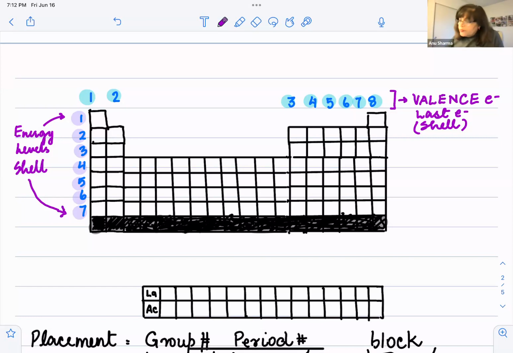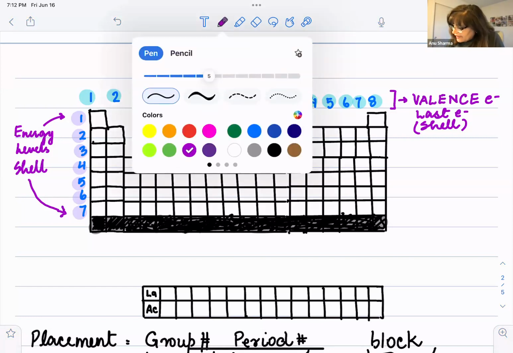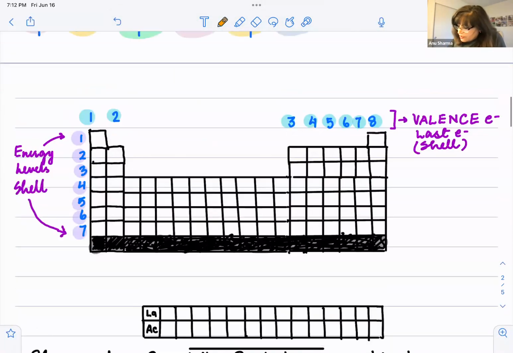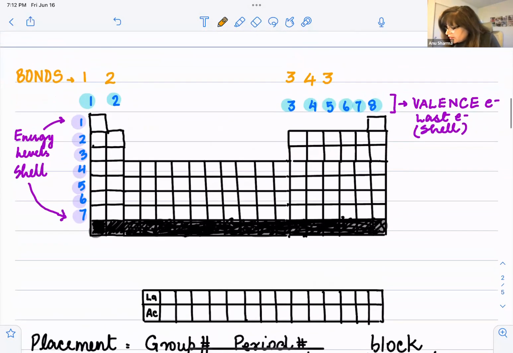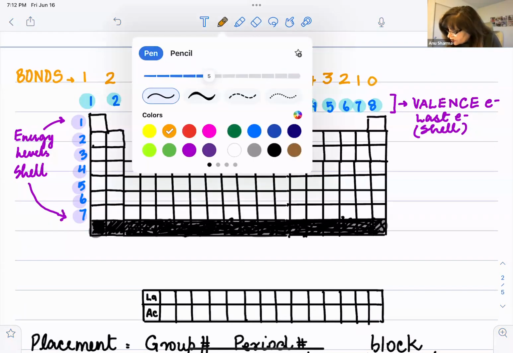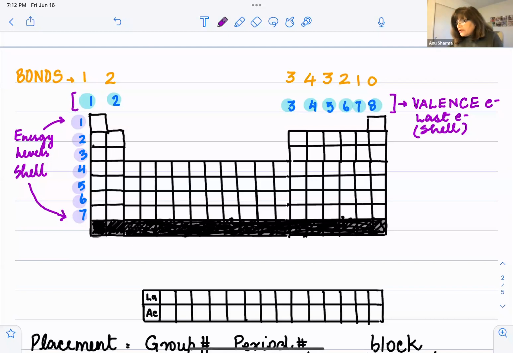Okay, now we see that besides that, keep this in mind, that the group number also stands for these columns. These columns also represent how many bonds they can make. Elements in group 1A will make 1 bond, 2A will make 2 bonds, 3A will make 3 bonds, 4A makes 4 bonds, 5A will make 3 bonds, 6A will make 2 bonds, 7A makes 1 bond, 8A does not make any bonds, right? So here are the valence shell, valence electrons.